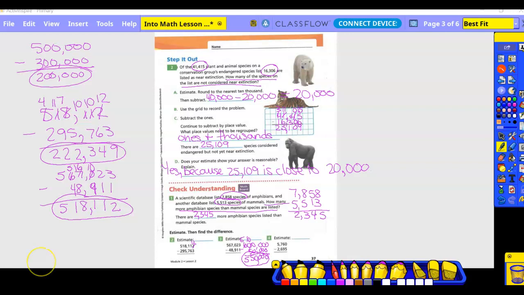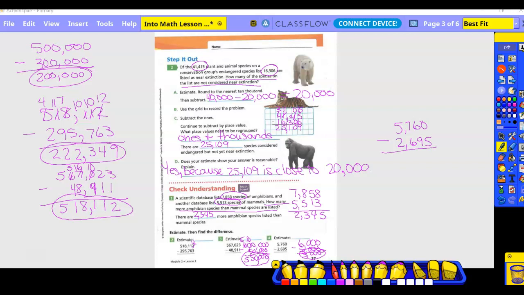Okay. Number 5, estimate. So is that going to be 5,000 or 6,000? 6,000. Minus, is that going to be 2,000 or 3,000? 3,000. So our estimate is going to be 3,000, right? Okay. Our actual answer is going to be 5,760 minus 2,695.